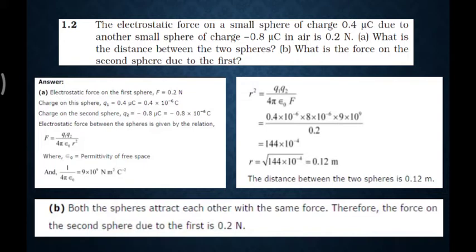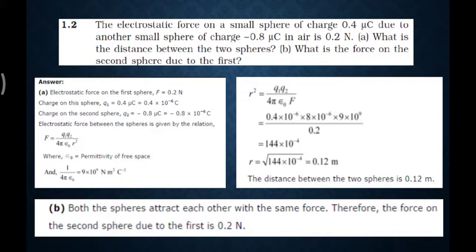What is the force on the second sphere due to the first? Actually I can answer part B quickly, as it is already answered in the question. 0.2 Newton force, both are attracting. The force applied on one sphere by the second sphere is always equal to the force on the second sphere by the first sphere.